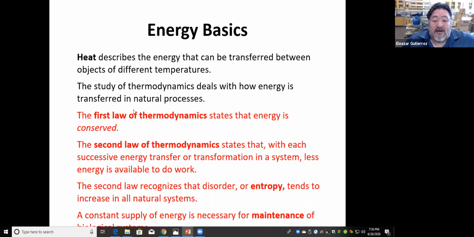So the first law of thermodynamics states that energy is conserved. In other words, energy is neither created nor destroyed. There's no such thing as perpetual motion. Why do we care? We have to continue to harvest energy as living organisms, and the energy that we give off afterwards is not as good a quality as the energy that we received.